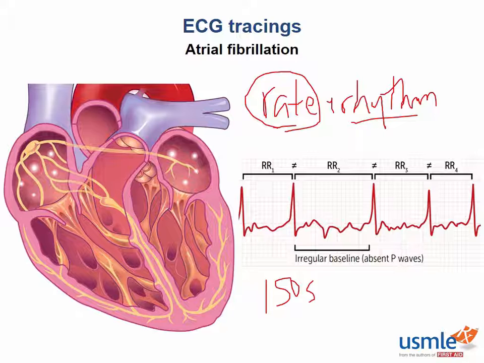So in order to slow down the rate, we really target the AV node. We do this by giving medications such as a beta blocker, or we can give calcium channel blockers or digoxin. This will result in a more controlled rate, and it's quite effective at slowing down the heart rate from 150 to a more appropriate range in the 90s to 100s. Rhythm control is not as important as rate control, but can be done in certain patients.